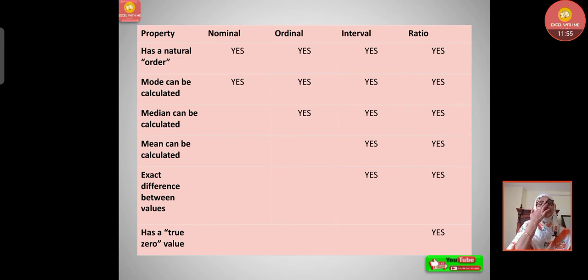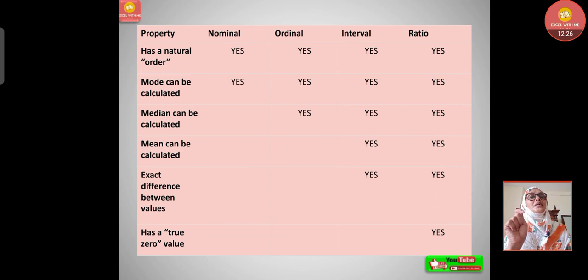Now, before concluding, let's see the properties of the four at one glance, that is nominal, ordinal, interval, and ratio. The first property is natural order. Nominal, yes. Ordinal, yes. For interval and ratio, yes, they have natural order. Then the second one, mode can be calculated. Yes, mode can be calculated for all four scales: nominal, ordinal, interval, ratio.